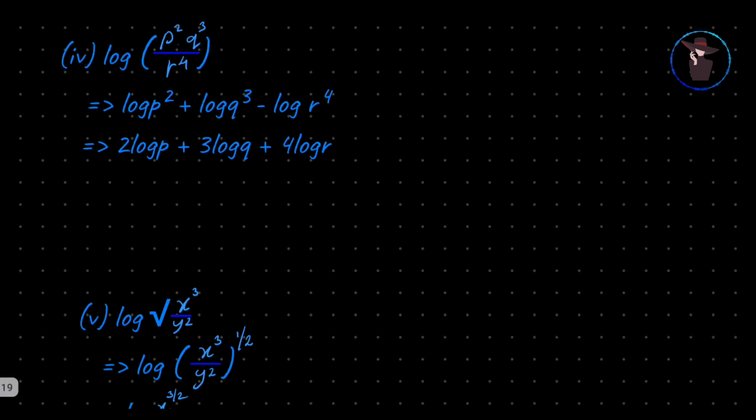Next question, log p square into q cube by r power 4. Now this is in the form of multiplication, which can turn into addition, as the r is in the form of division, which goes to subtraction. Like that, log p square plus log q cube minus, as division, log r power 4. Let's bring this square in the front as 2, cube in the front as 3 and 4 in the front as 4.